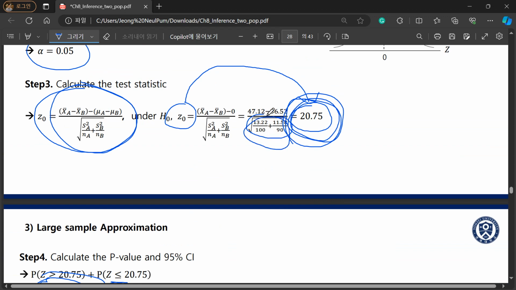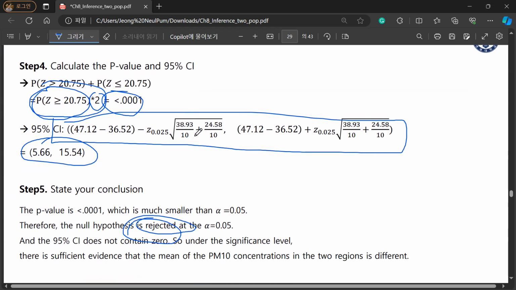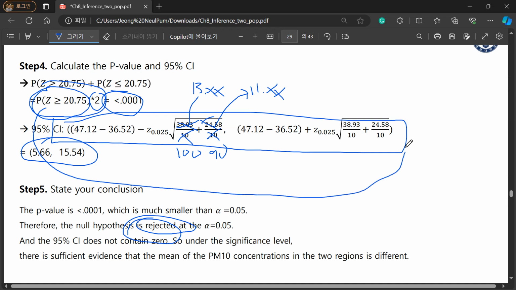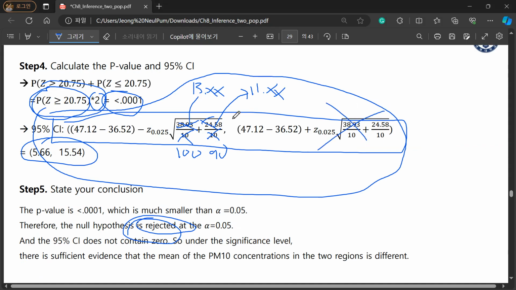So until this point, we are doing well. However, in this situation, it is different. It has to be 100, and it has to be 90, and it has to be 13 point something, and this has to be 11 point something. So I think this formula is a typo, and my code is the more correct version. So you have to be sure that the lower bound and upper bound answer is this one here. Make sure that this is a typo.